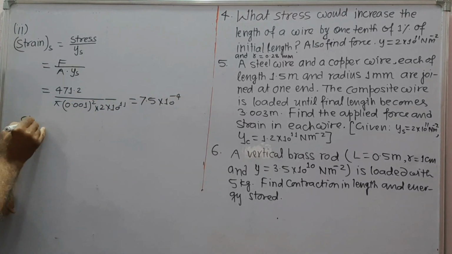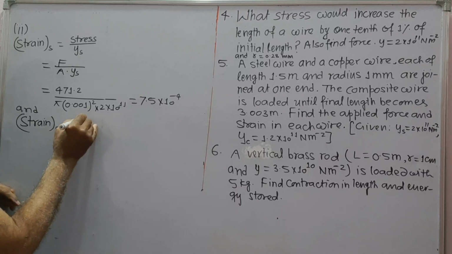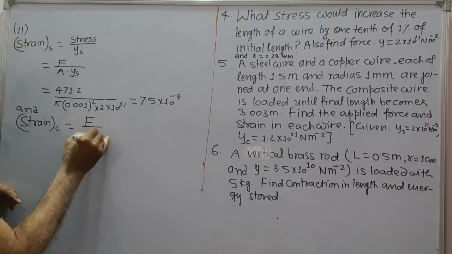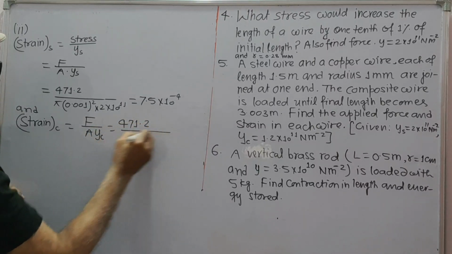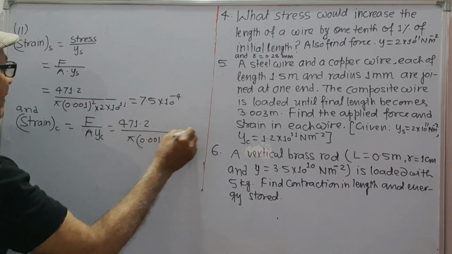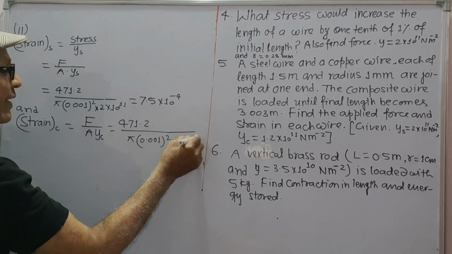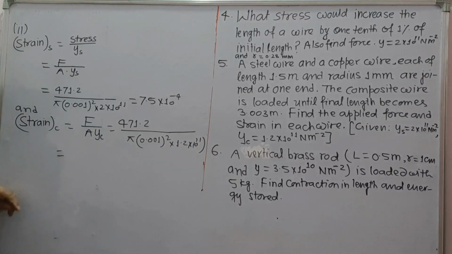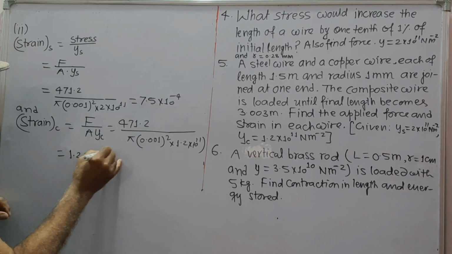Similarly, strain in copper wire will be equal to F upon A into Y copper, 471.2 upon pi into 0.001 square into 1.2 into 10 to power 11, which gives strain in copper wire as 1.25 into 10 to minus 4.